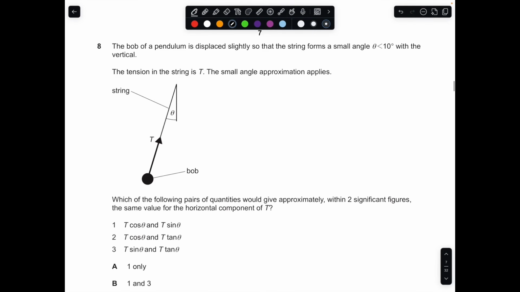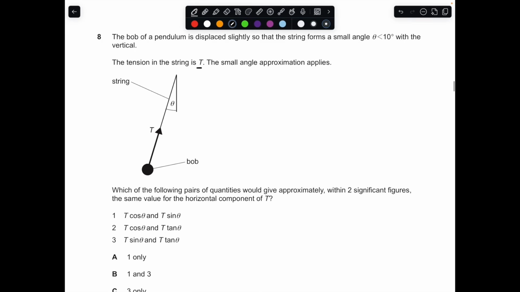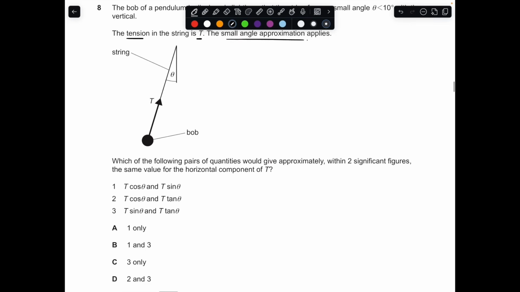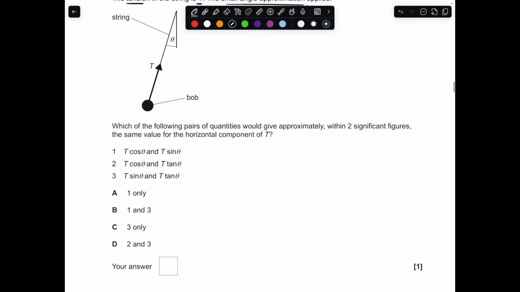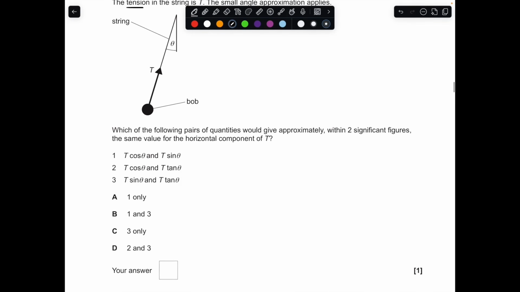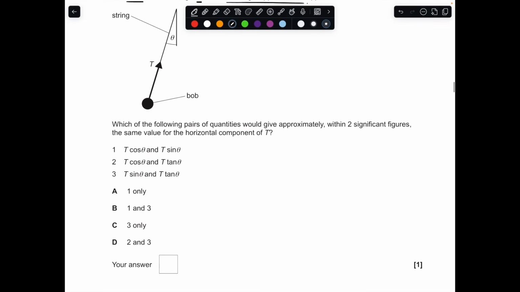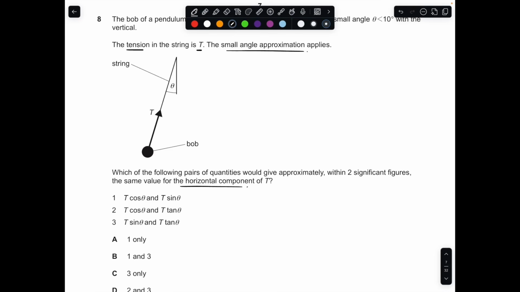Question number 8. The bob of a pendulum is displaced slightly so that the string forms a small angle of less than 10 degrees with the vertical. The tension in the string is T, and the small angle approximation applies. Which of the following pairs of quantities would give approximately, within 2 significant figures, the same value for the horizontal component of T? Okay, so first, let's split this up into the different components.